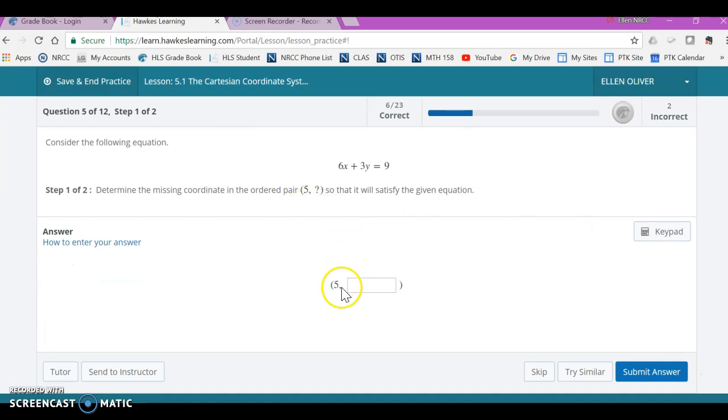I feel like this is probably enough to get you started. Here they want you to plug in 5 for x and solve for y. So let's see if we can do that real quick.